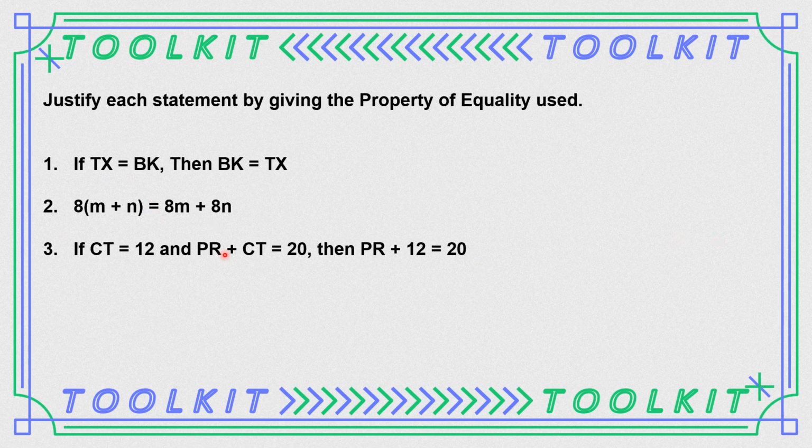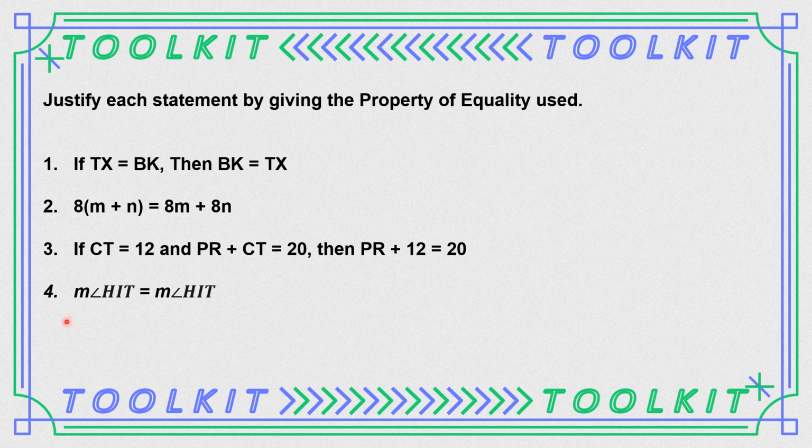Next, number 3. If CT is equals to 12 and PR plus CT is equals to 20, then PR plus 12 is equals to 20. So, ano kaya ginamit na property? So, ang ginamit po dyan ay yung substitution property of equality. Bakit substitution? Kasi yung value ng ating CT ay sinubstitute natin. Yung value niya na 12, sinubstitute natin dito. Ayan yan. Tapos ito yan. So, kaya naging substitution property.